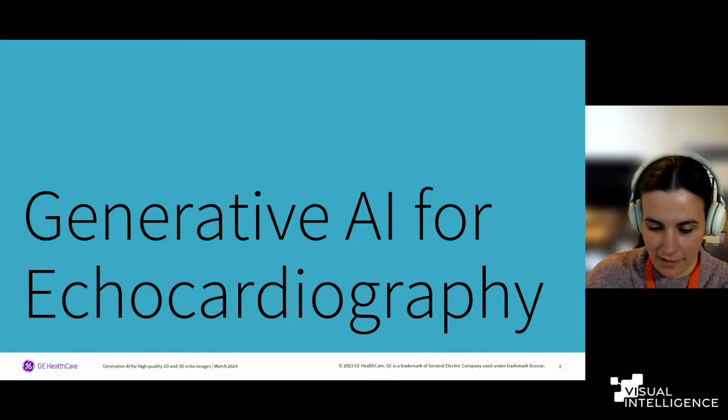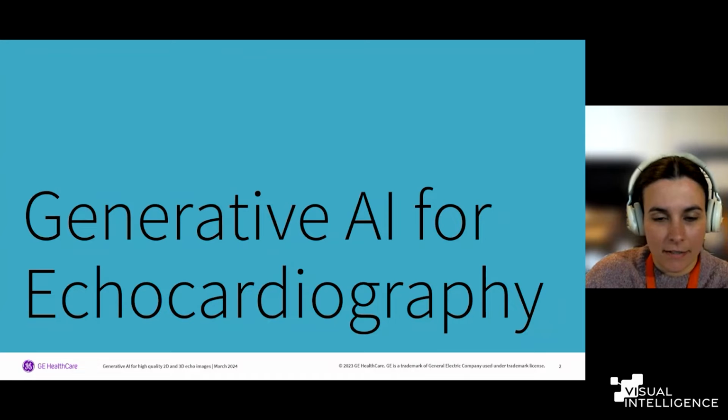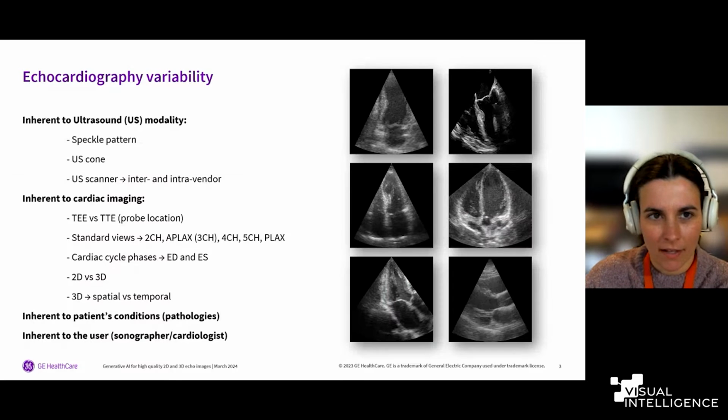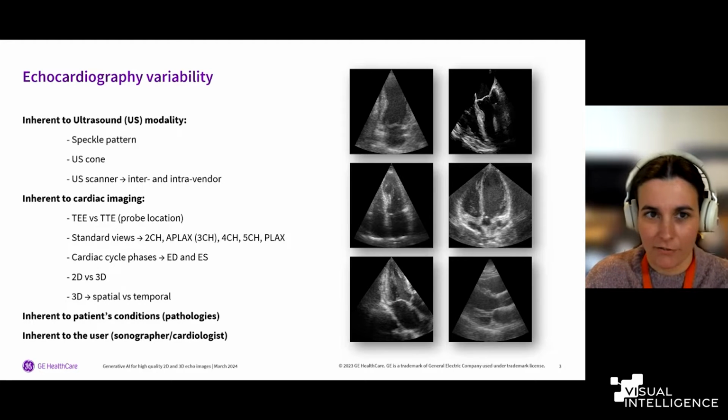I will focus first on giving you the challenge that we are trying to tackle here, and then I'll guide you through how we approached the problem, how we found the solutions, and why we are doing the things that we are doing at the moment. So in echocardiography, in this imaging modality, there's a lot of variability in terms of the type of images that we can find in clinical practice.